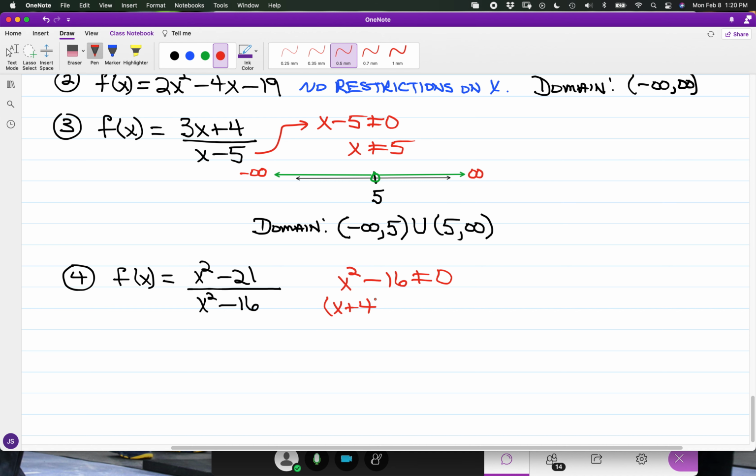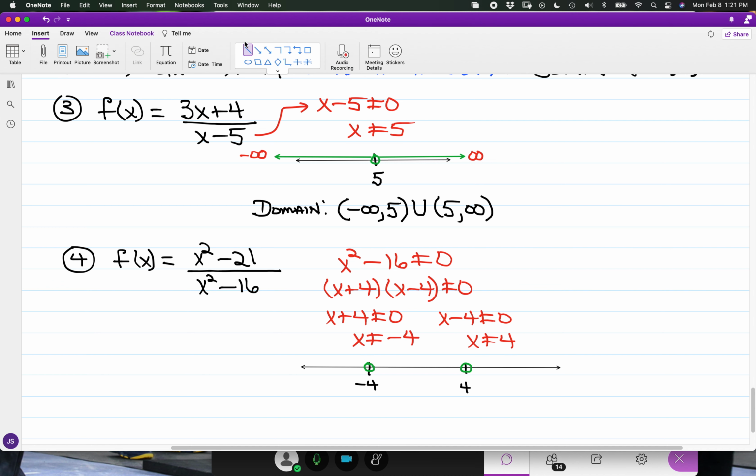So here we have x plus 4 cannot be 0, signaling that x cannot be negative 4. And with x minus 4, this cannot be 0, so x cannot be equal to 4 either. Okay, so both negative and positive 4 are going to be left out. Everything else before, after, and in between will be included.